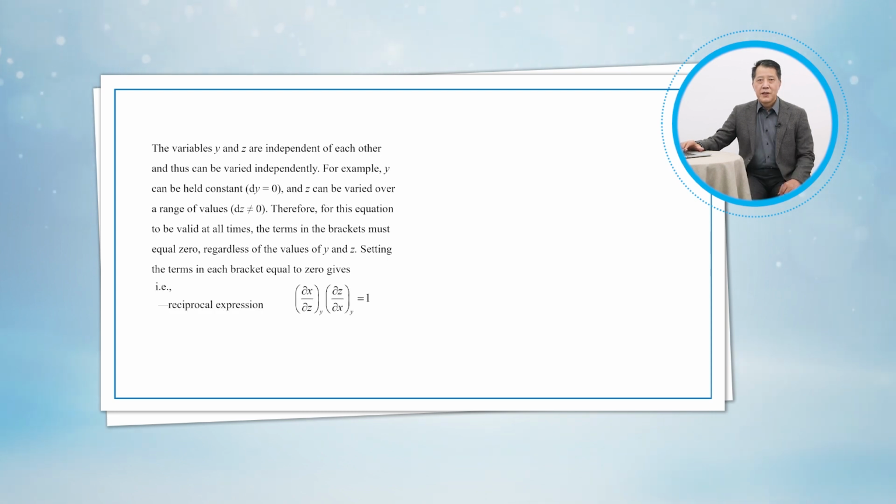The first is the reciprocity relation. It shows that the inverse of a partial derivative is equal to its reciprocal. The second is the cyclic relation.